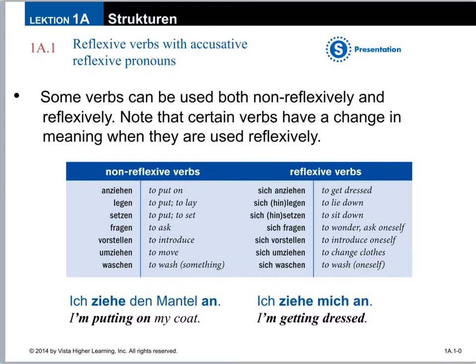If I'm asking a question, for example with fragen, maybe you're asking Frau when the quiz is. Ich frage Frau, wann ist das Quiz? But if I'm using it reflexively with sich, now I'm asking myself something, which means I wonder. Ich frage mich, wann ist das Quiz? I wonder when the quiz is.